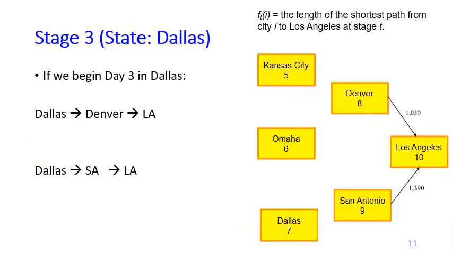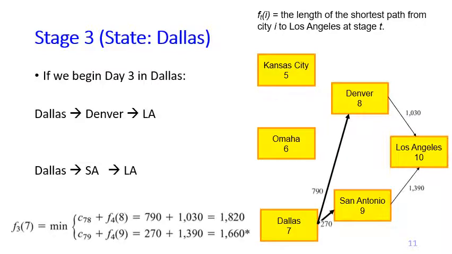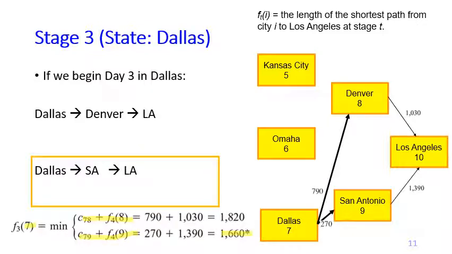Let's do the same thing if we begin day 3 in Dallas. You compare two options. Either you go from Dallas to Denver, from 7 to 8, or from Dallas to San Antonio, 7 to 9, and then the shorter one you mark with an asterisk. So among these two options here, the better one is to go from Dallas to San Antonio, such that we will reach LA with a distance of 1,660. So this is F37.